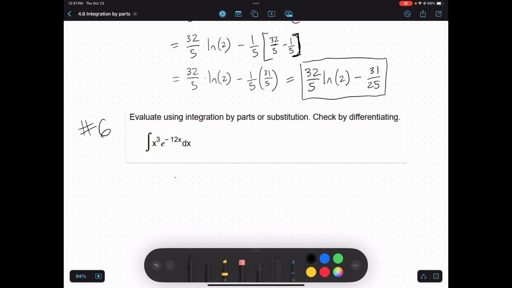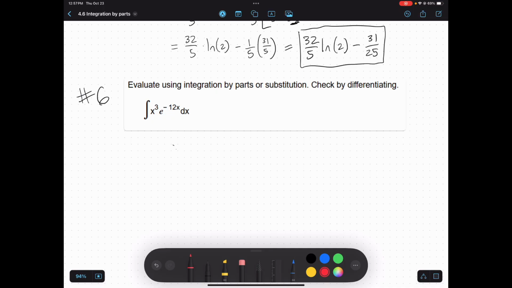Okay, now let's look at the problem right before this, number 6. The reason why I want to look at this one is, once again, I've got my two different functions, x cubed and e to the negative 12x. And now I have a power function and an exponential function, which already tells me that I want to choose my power function as my differentiable function and my exponential function as my integrable function.